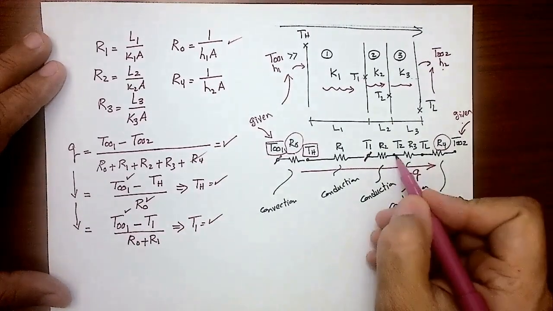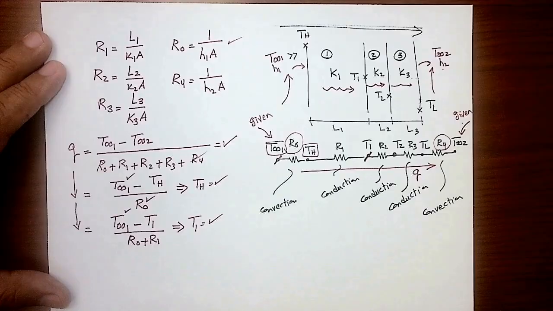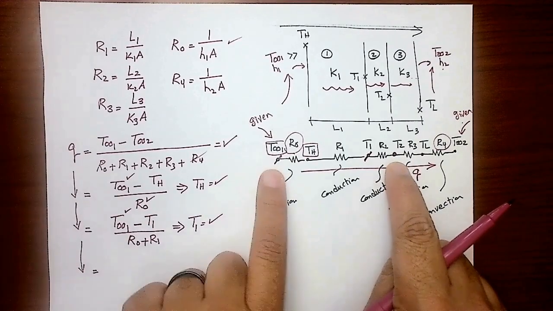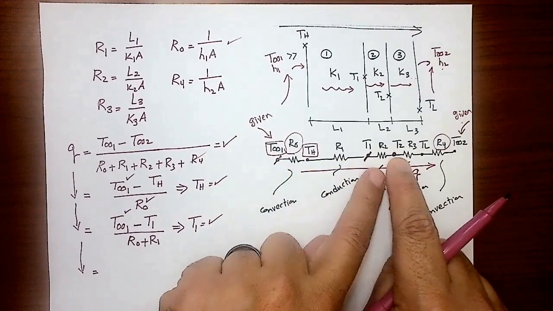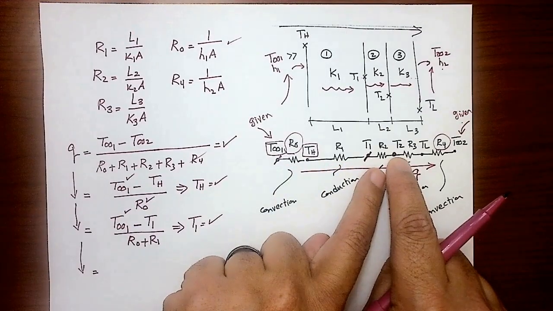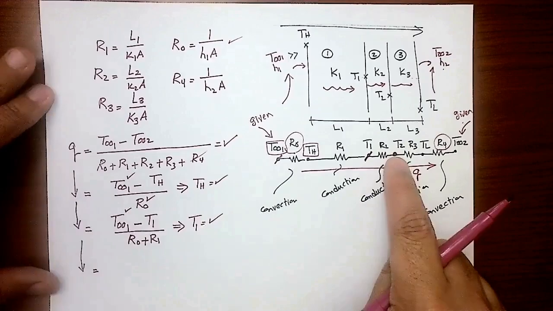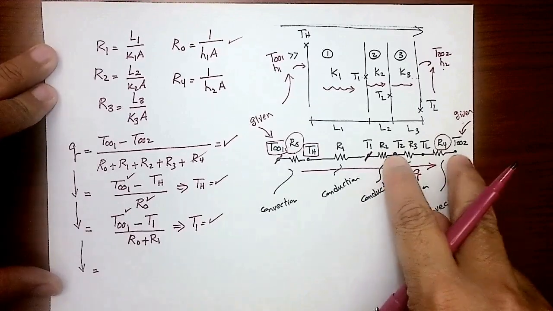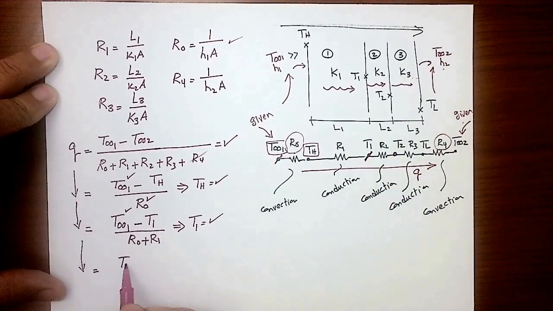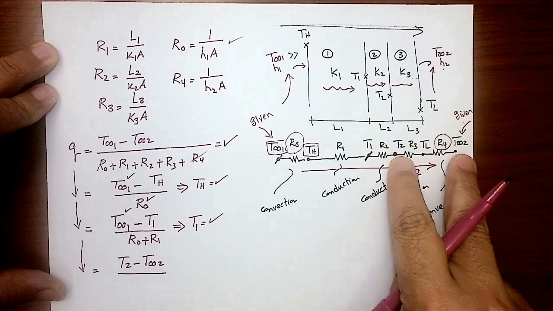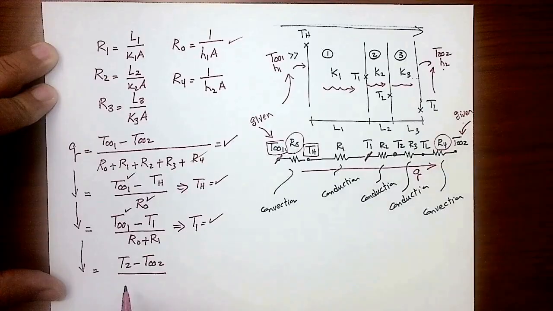Now let's get T2. How are we going to get T2? The same value of Q is equal to, one would say, T infinity 1 minus T2 over this 3R. Yes, that's correct. But why do I have to choose the long distance here? I can say it's T2 minus T infinity 2, because T infinity 2 is given. So it's going to be T2 minus T infinity 2. In this case, I'm going to divide between these two values here, R3 plus R4. From this, I can easily get T2 correctly.